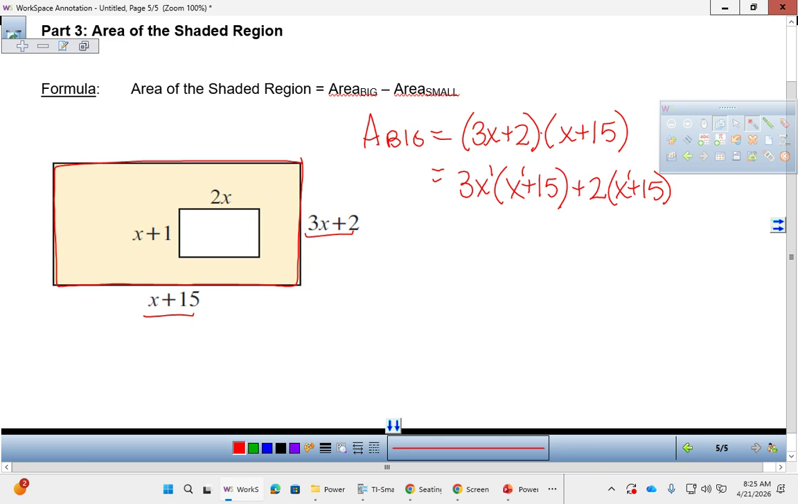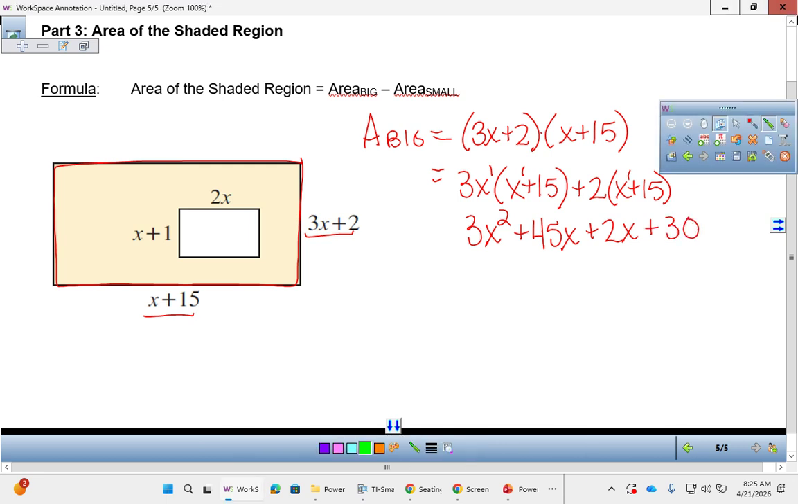And now I'm going to do this multiplication. Multiply the numbers in front, keep the base, add the exponents. Multiply the numbers in front, keep the base. There aren't any exponents to add there, so I'll just keep that as a 45x. 2 times x and 2 times 15. My last step for this one would be to combine those like terms.